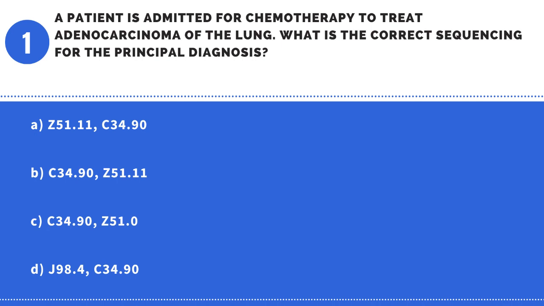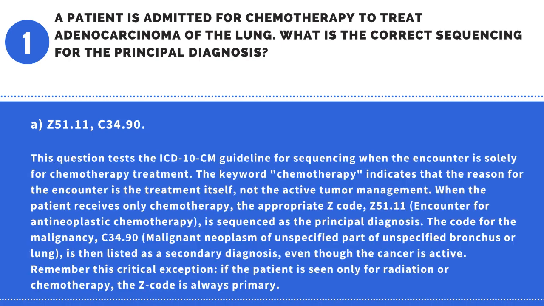Question 1. A patient is admitted for chemotherapy to treat adenocarcinoma of the lung. What is the correct sequencing for the principal diagnosis? A. Z51.11, C34.90. B. C34.90, Z51.11. C. C34.90, Z51.0. D. J98.4, C34.90. Answer A. Z51.11, C34.90.